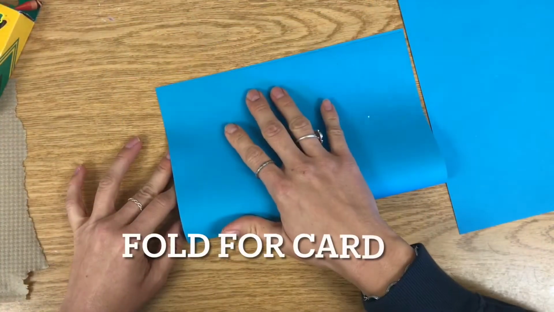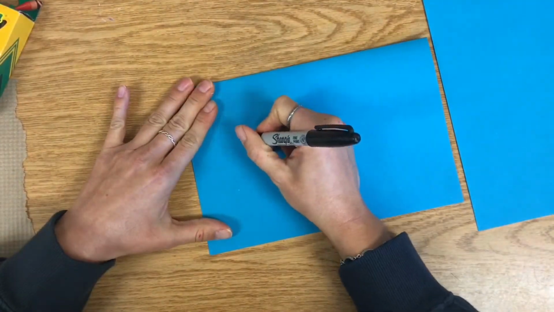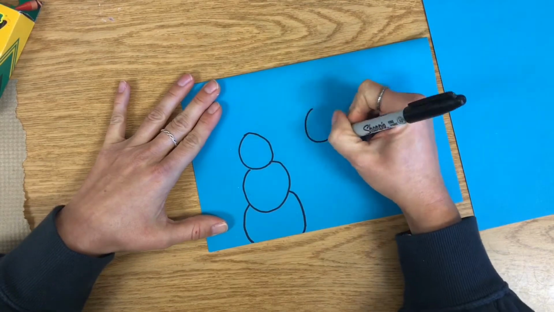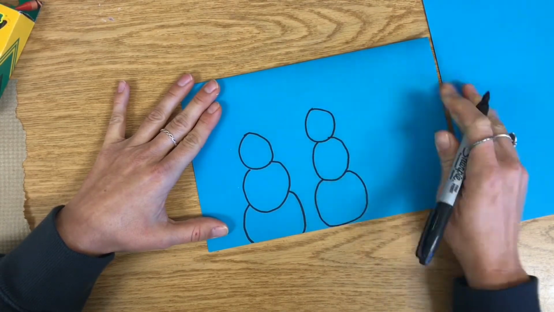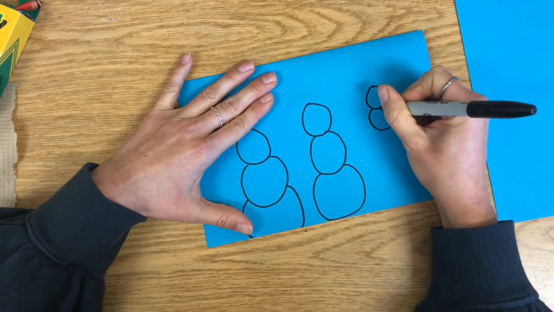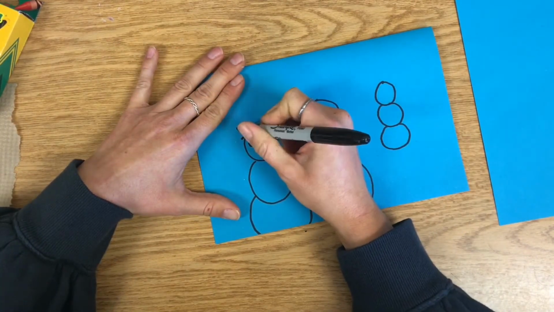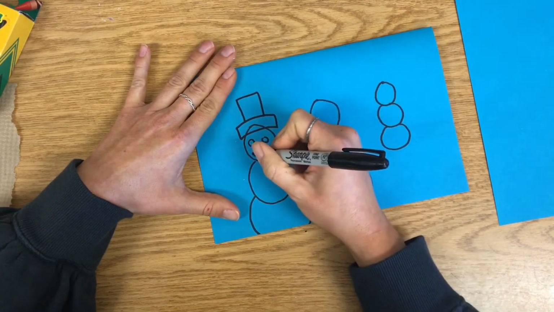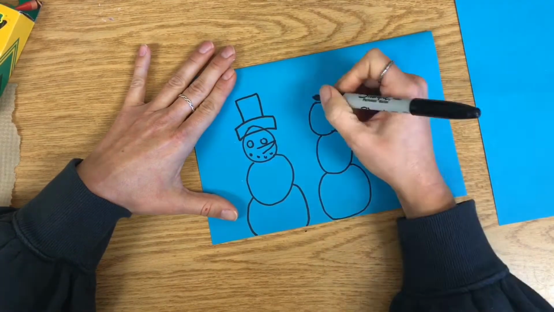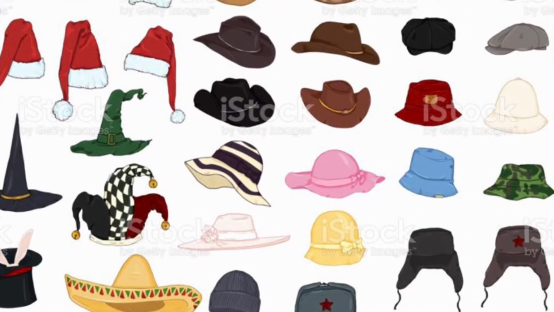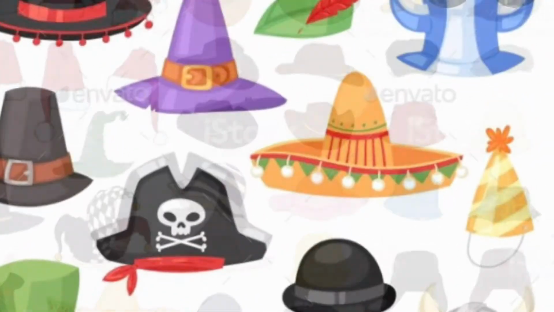If you'd like, we can start with a card, just fold it in half. And to make some snowmen, you can draw 3 circles, or you could draw 2 circles, it's up to you. I'm just gonna go with the standard 3 circles. And I'm gonna add some details like hats. Hats are always fun to add. There's so many types of hats out there.